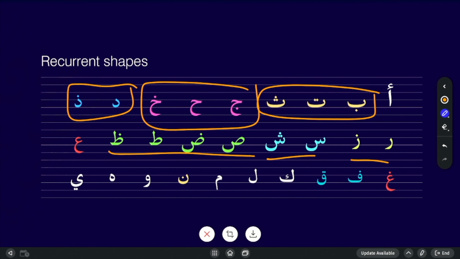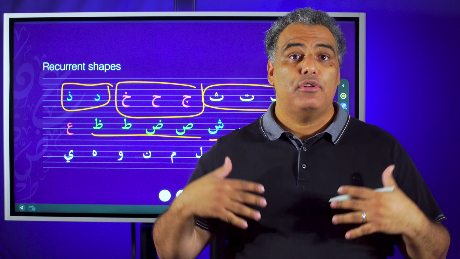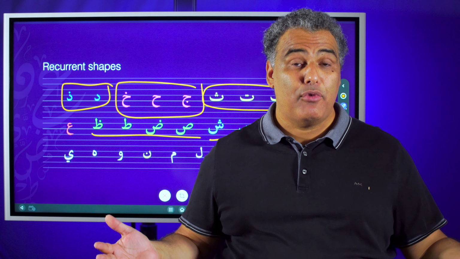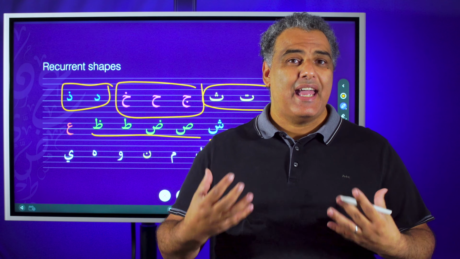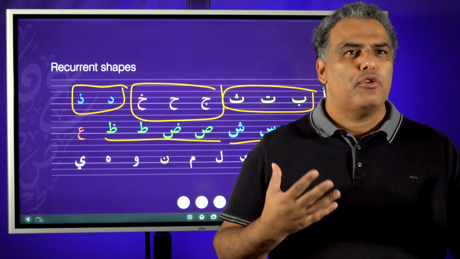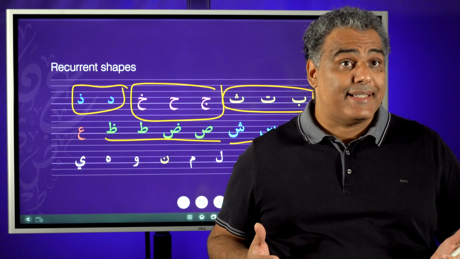And so writing Arabic is not going to entail the learning of 28 symbols that are vastly different from one another. Rather, these symbols are going to be recycling the same fundamental strokes. And therefore, you're going to learn about 14 general shapes rather than 28.